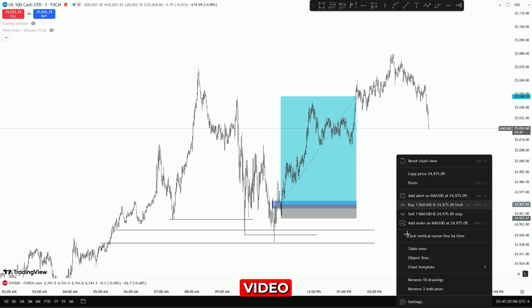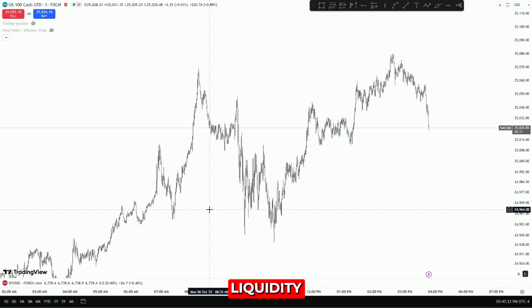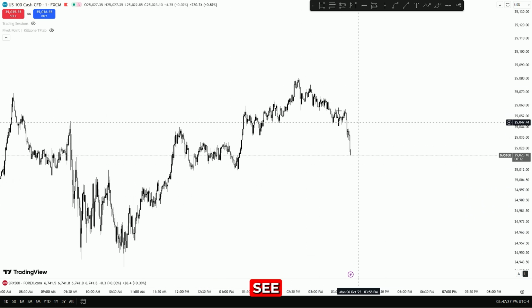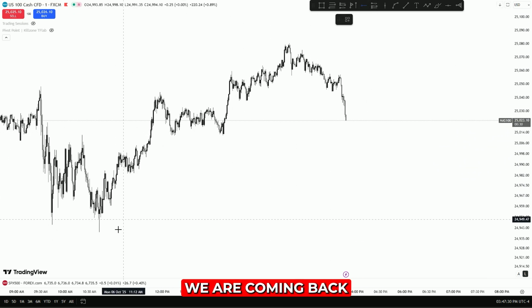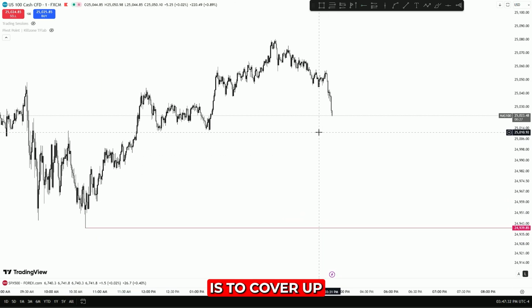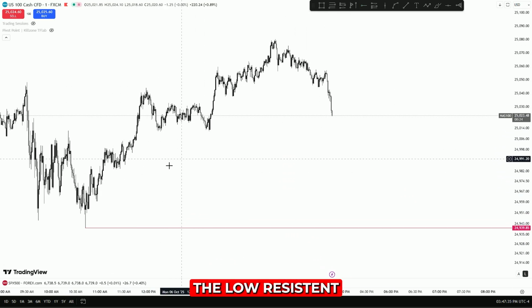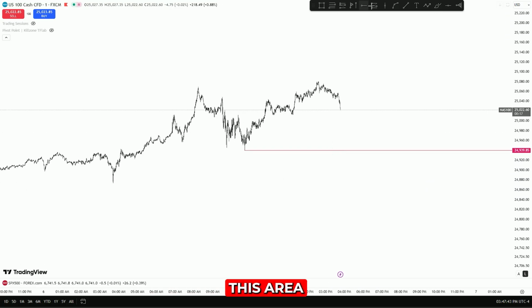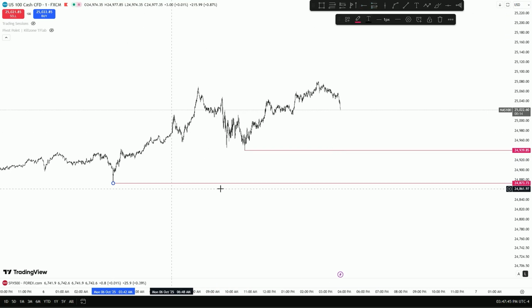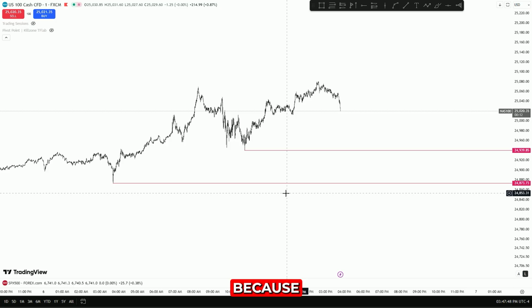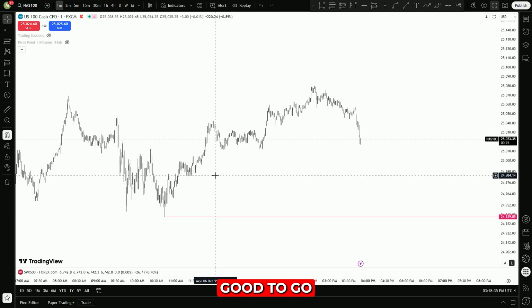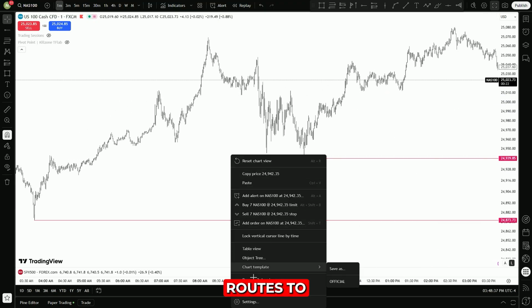I'm gonna bring a proper video about the liquidity, like which liquidities are important, which liquidity you should find out in the market. And now, as you can see, we are coming back just to cover up this whole liquidity. Now this is the low resistance liquidity, which is going to be covered by the market until we get closure below this area. We are totally bullish on NASDAQ, because the high time frame period lies here, and when it gets inversed, I'm good to go. This is how you find the trades to the tick trade.